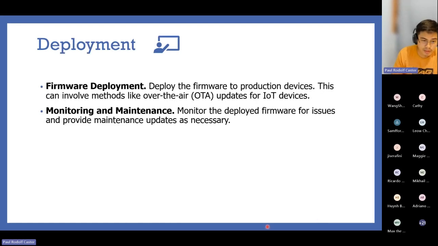Next part is the deployment, which is the firmware deployment and monitoring and maintenance. For the firmware deployment, deploy the firmware to production devices. This can involve methods like over the air, or OTA, updates for IoT devices. And for monitoring and maintenance, monitor the deployed firmware for issues and provide maintenance updates as necessary.